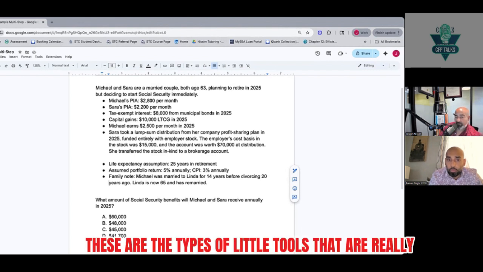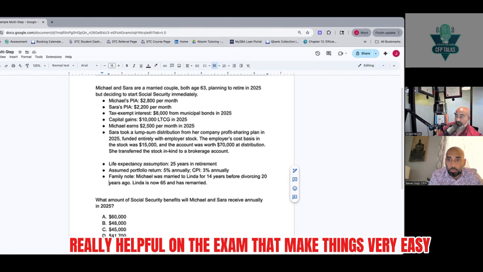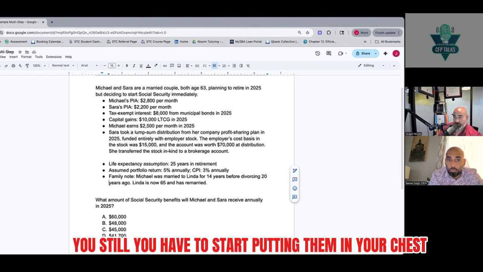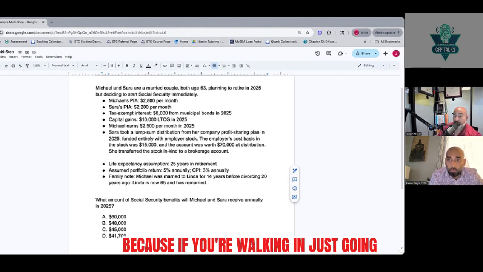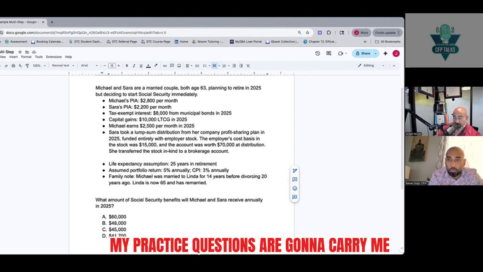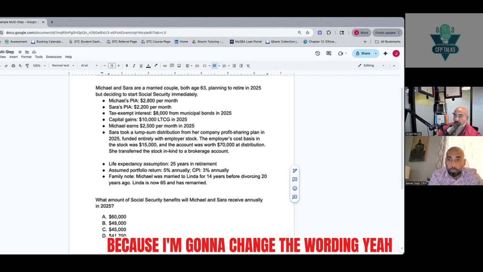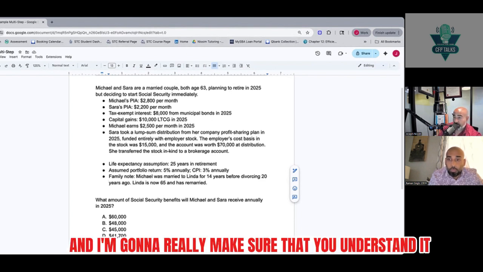So these are the types of little tools that are really helpful on the exam that make things very easy. And if you don't have these tools, you have to start putting them in your chest. You have to start building your tool chest, because if you're walking in just going, my practice questions are going to carry me, you're in for a rude awakening, because I'm going to change the wording, and I'm going to really make sure that you understand it.